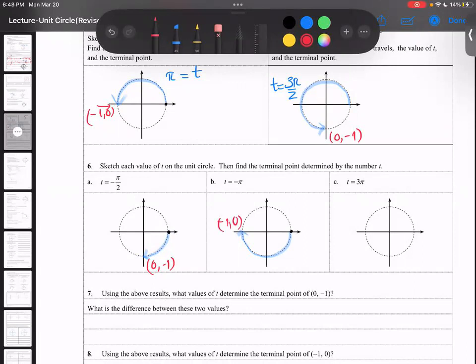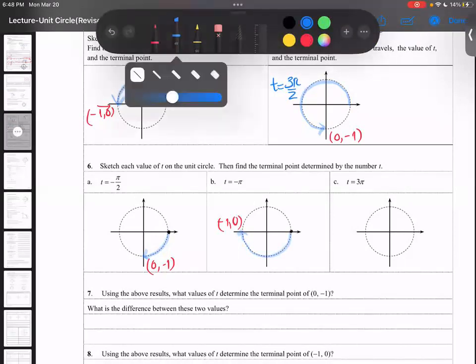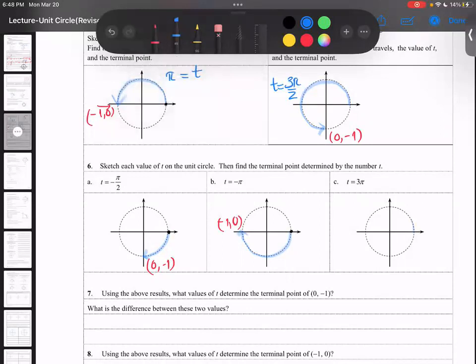And for 3 pi, t is now positive. You're going to go counterclockwise. 2 pi, right? And then another pi, that will be 3 pi. Where do we end up? Well, let's write out t. We don't have to, but they already wrote it up there. So it still ends up at (-1, 0).